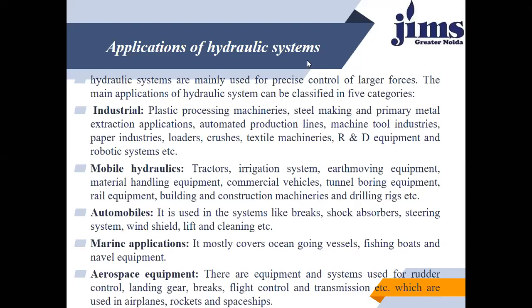Then, at last, we are talking about aerospace equipment. These are the equipment and systems used for radar controls, landing gear, brakes, flight control, and transmission, which are used in the aeroplane, rocket, and space science. Actually, automation begins with the needs of the aerospace era.